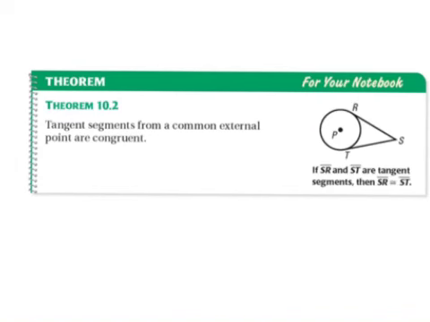Another theorem, theorem 10.2. Tangent segments from a common external point are congruent. So I have SR and ST. They are tangent segments, so SR is congruent to ST. That also means that if I have a tangent here, PR, these are perpendicular, and here, those are perpendicular. Pretty cool.